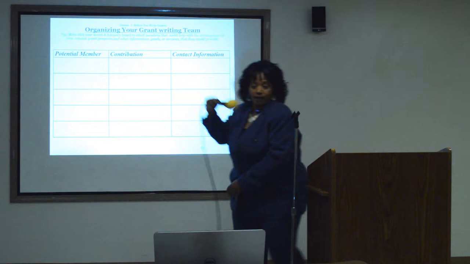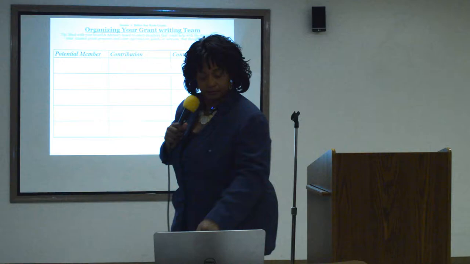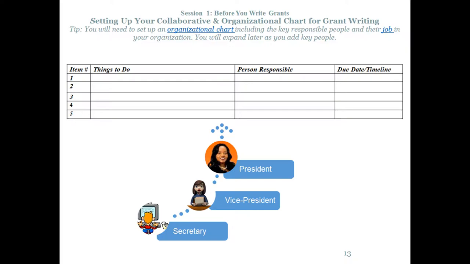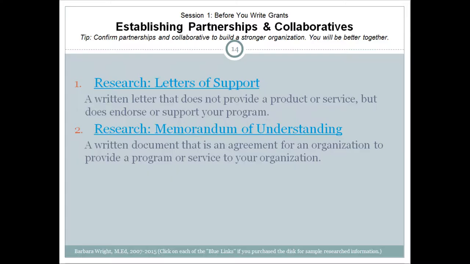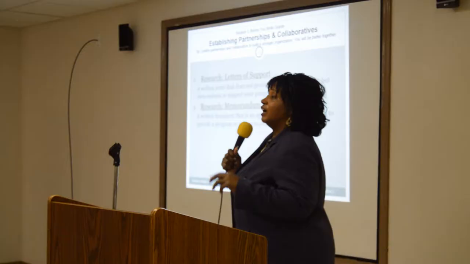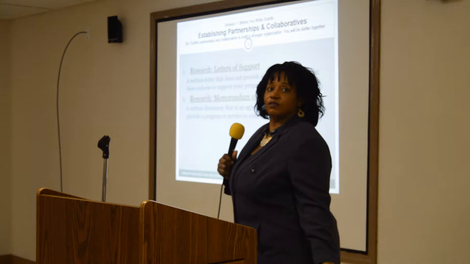Okay, so you want to make sure that you get your potential members and organize your grant writing team. We've already gone through that, so I'm going to skip this one because I want to make sure that we get to all of it. As you are setting up your team, you want to make sure that you have letters of support. What a letter of support is, is just a pat on the back saying, we support you. We're not going to give you anything, but we support you.